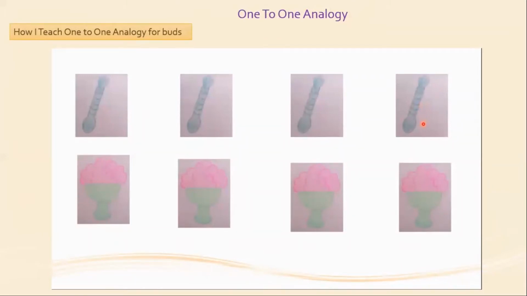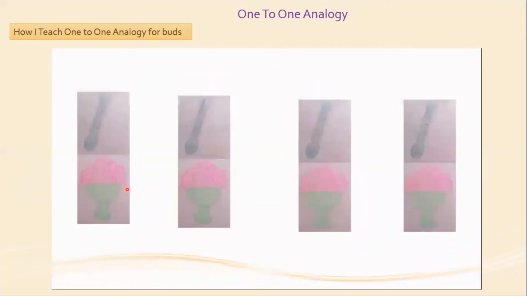Shall we count how many ice cream cups are there? One, two, three, four. Four ice cream cups are there. So let's match this one spoon to this ice cream. Like this.